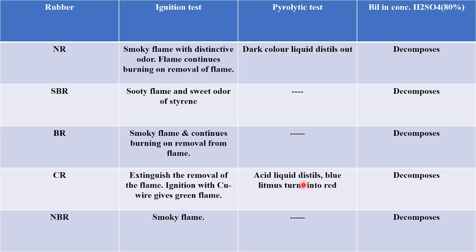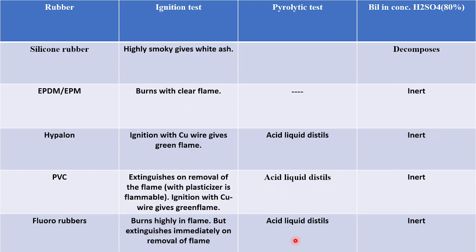In case of pyrolytic test, an acid liquid distills, which means you may see some liquid droplets coming when it undergoes the pyrolytic test, and blue litmus turns red. If you touch a blue litmus paper to the distilled liquid, it will turn red. That is because of the presence of chlorine. In case of NBR, in ignition test it will create a smoky flame, but in case of pyrolytic test there is not much significant observation.